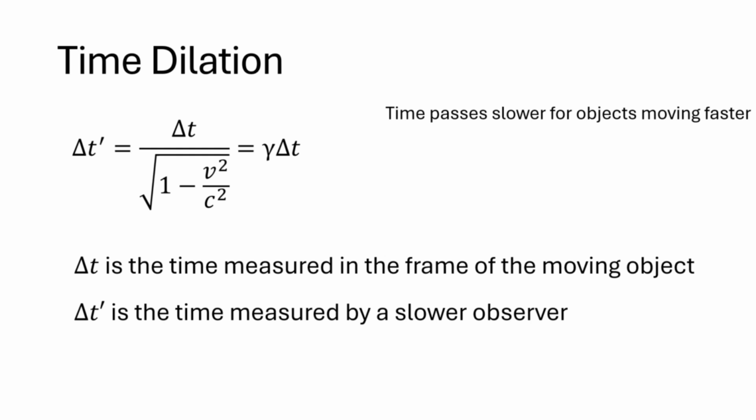Now, for the dilation of time, the time a slower observer measures is equal to the time measured in the faster object's frame, multiplied by the Lorentz factor. Since the Lorentz factor is always greater than or equal to 1, this means objects moving faster will always have time pass slower compared to an observer with less velocity.